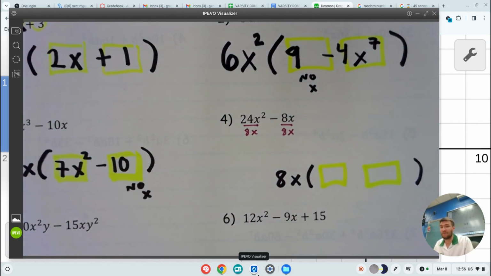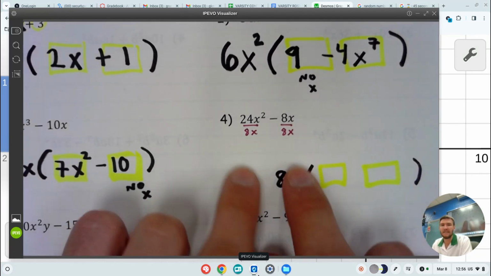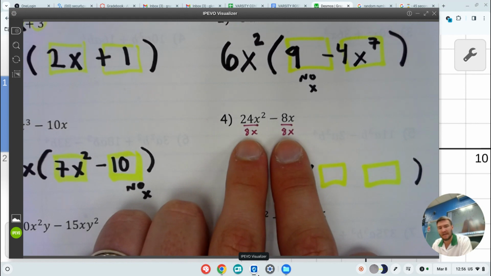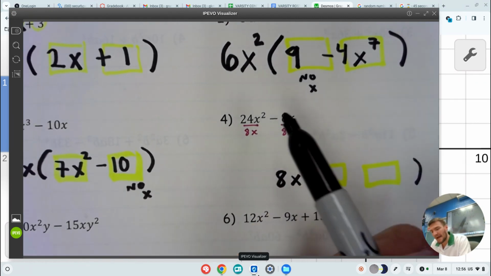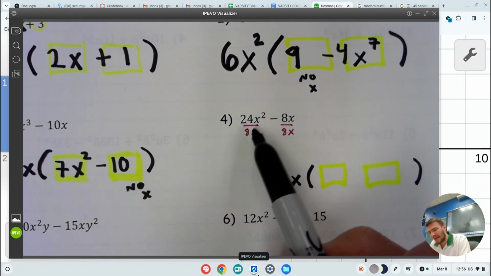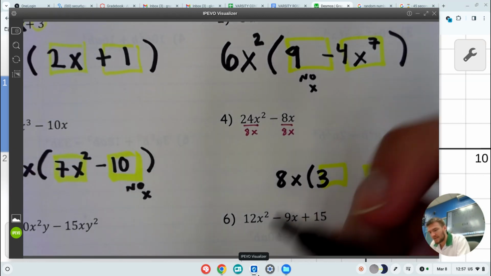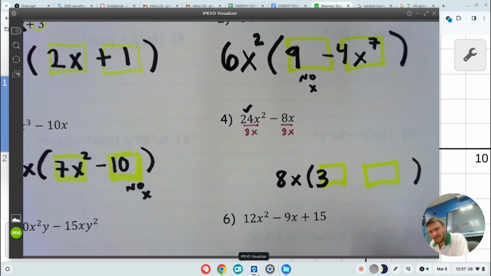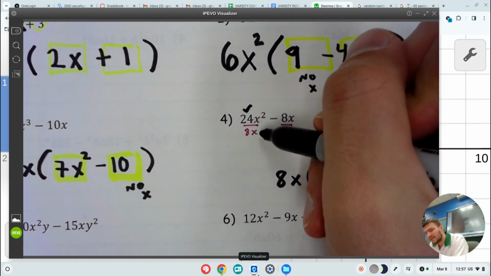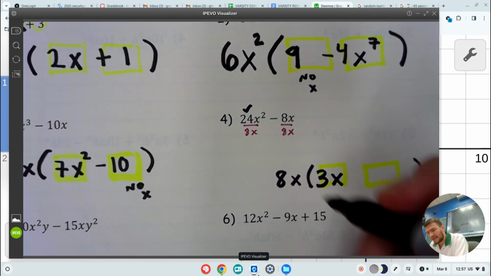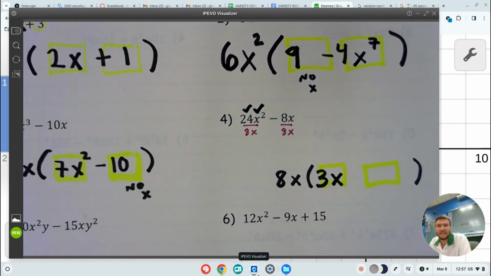If you've been confused so far, I would recommend, once we found 8x, we're just going to put these little divided by 8x parts. So now 24 divided by 8 makes 3. So we did that. X squared divided by a single x is going to be 1x. So we did that.